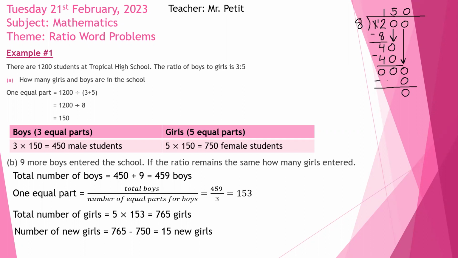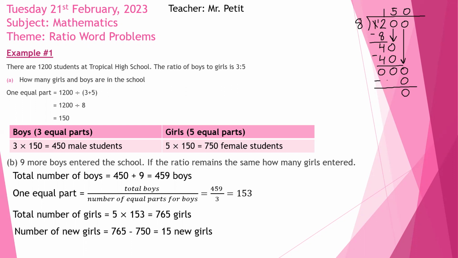And to get the number of new girls that came into the school, you take away the original number, which was 750, from the new number of girls, which is 765, which means you get 15 new girls. All right, very good. Very good. Thank you, sir.